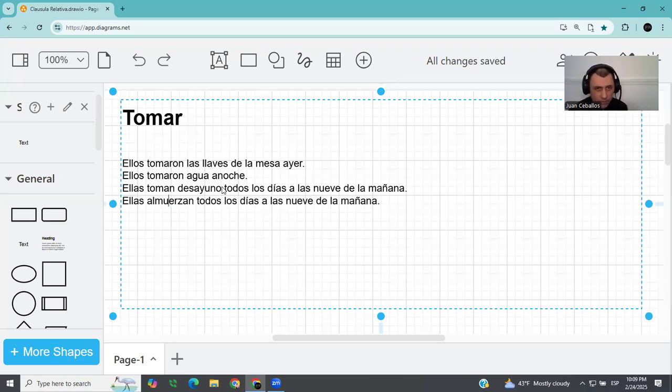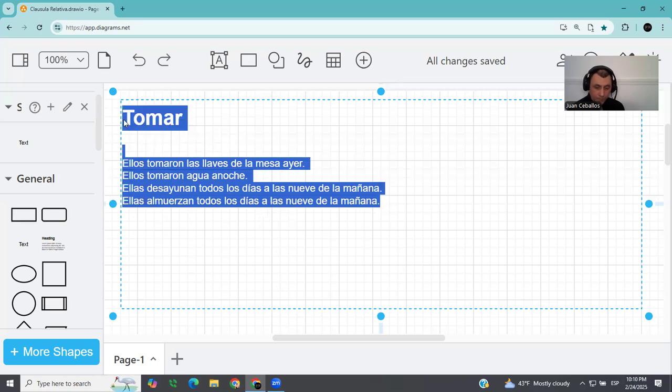Now, as I explained before, we also have a verb for this. So you can say this sentence in two ways. I can say ellas toman desayuno, or I can also say ellas desayunan. So, all that correct. Okay. So we are done with this verb.